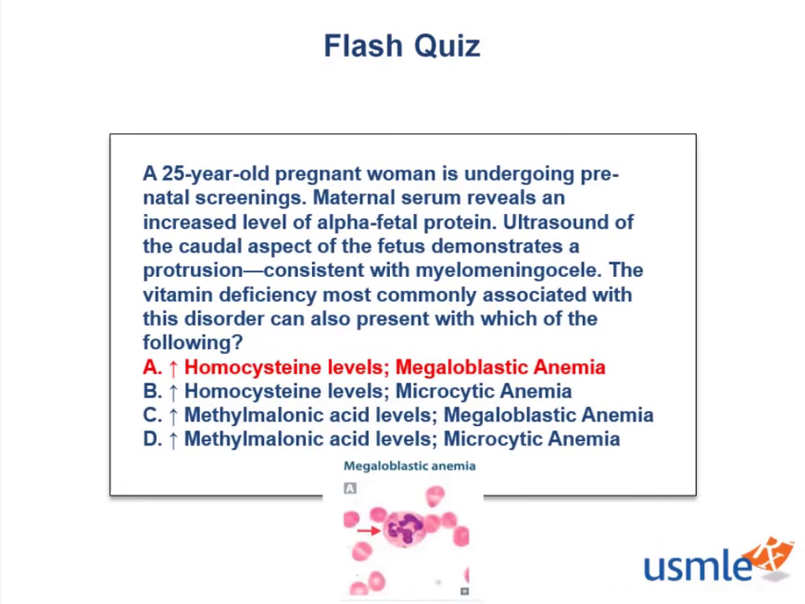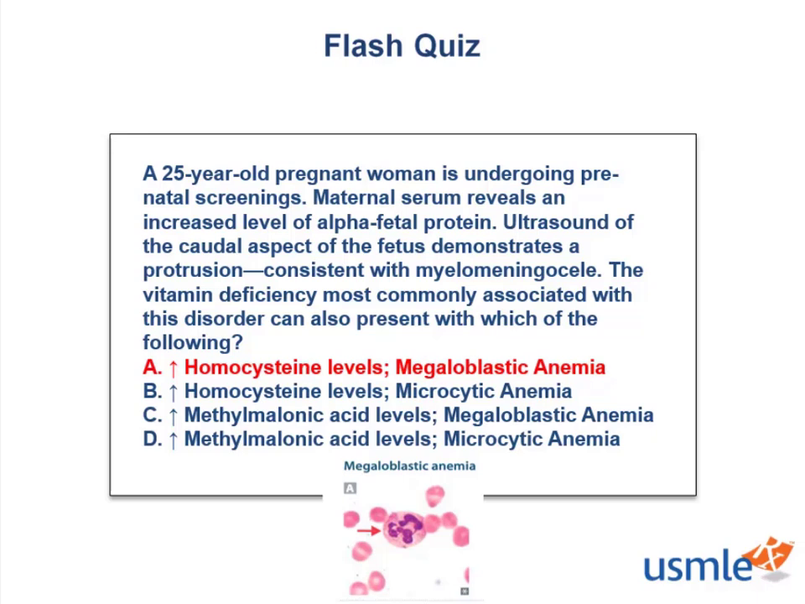The correct answer is A. Increased homocysteine levels and a megaloblastic anemia, which is pictured on the bottom of this slide with the classic hypersegmented nuclei of a neutrophil with a background of macrocytes or megaloblastic red blood cells. This is a hard question, friends, especially for this lecture, but this is so Step 1 classic that I couldn't help myself but to include it.